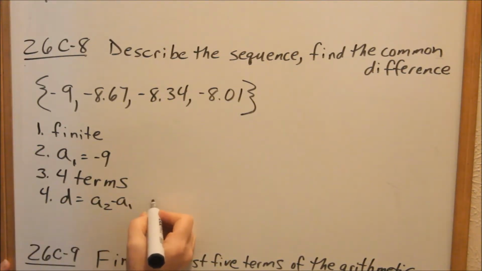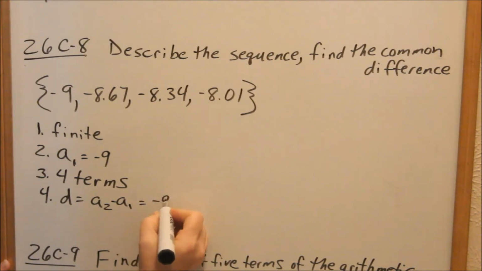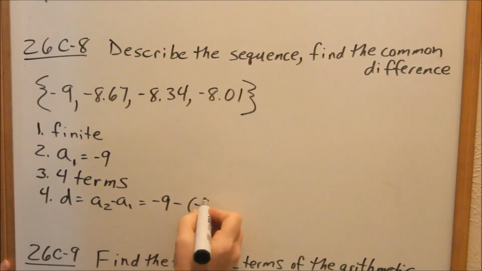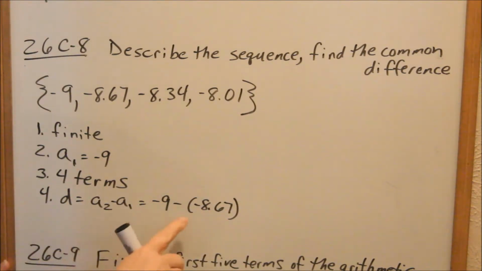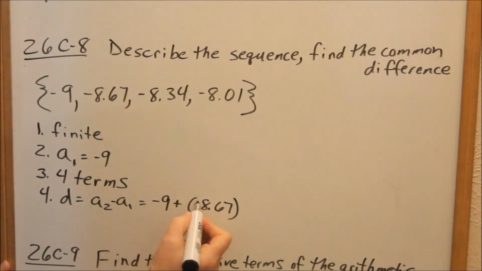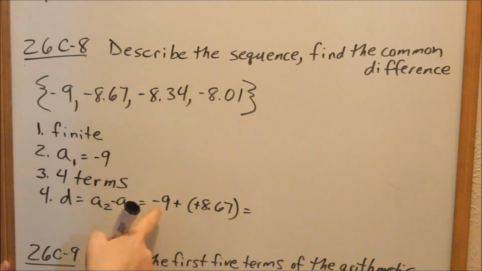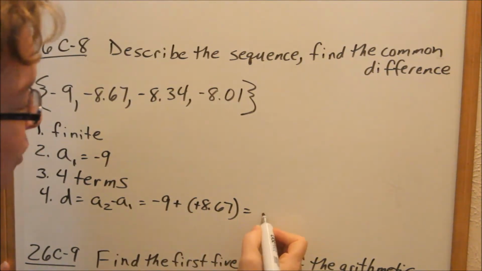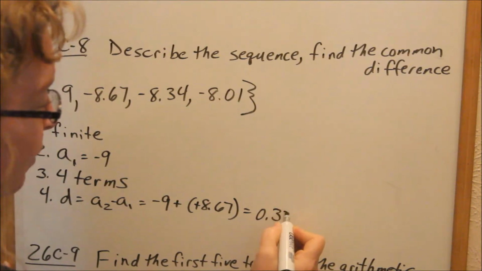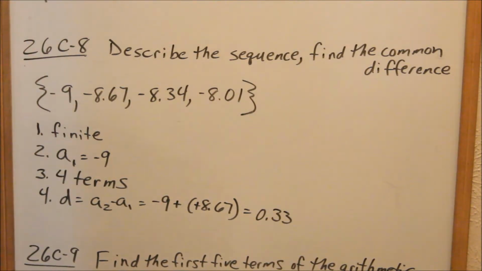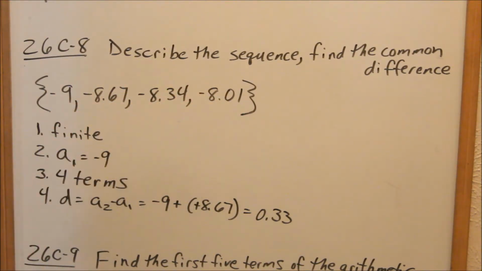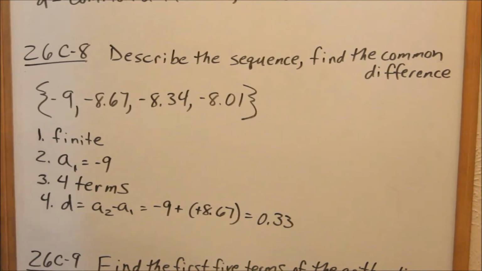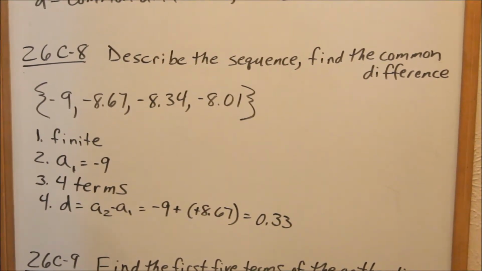So in this case, we can say -9 minus a -8.67. Be careful of your negative signs. Minus a negative becomes plus. So -9 plus 8.67 turns out to be 0.33. So the common difference is 0.33. You're adding 0.33 every time to get the next number. That's how you're getting the next number. So these are 4 different things to describe that sequence.